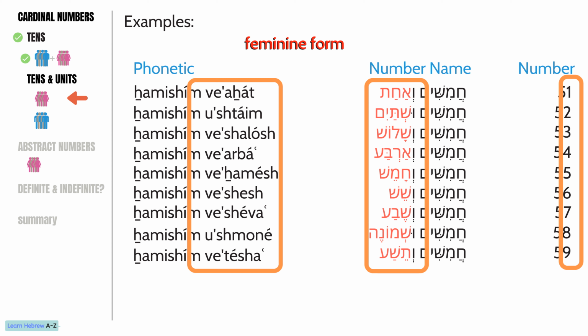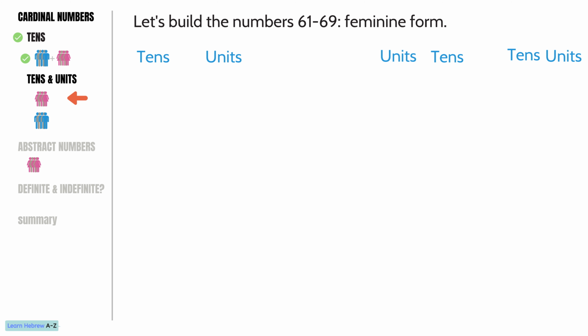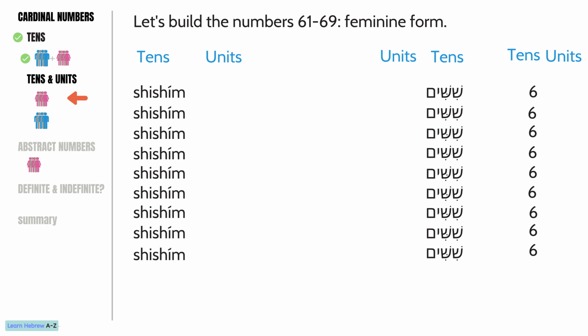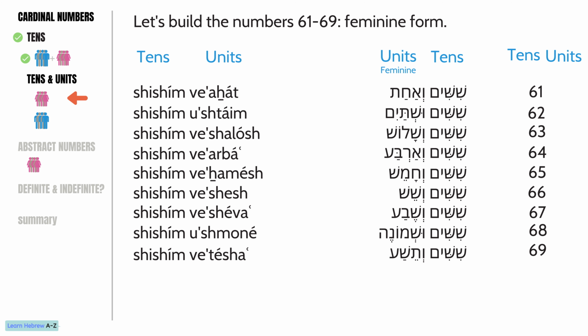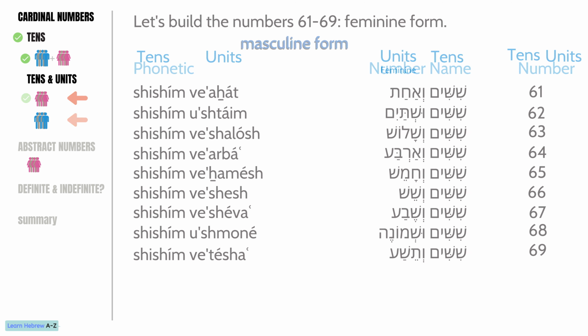Let's go over another example, still in the feminine form. We are going to build the numbers 61 to 69 using the same principles. For the tens numbers, we are going to use the number 60. We need to add the letter Vav as a conjunction. And finally, let's add the feminine separate form of the numbers 1 to 10, exactly like we did in the previous example. This is the formula for all the numbers from 20 to 100.